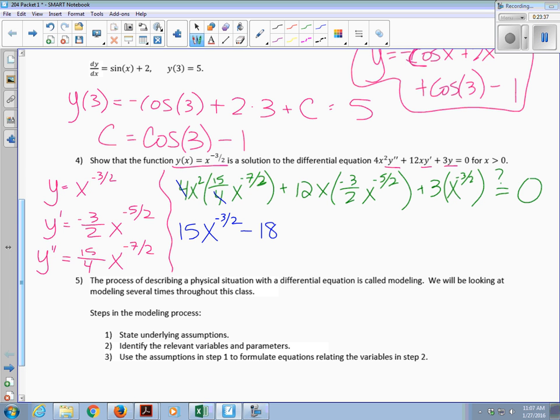And then x to the first times x to the negative 5/2, x to the negative 3/2. And then I have plus 3x to the negative 3/2. That does, in fact, add up to 0. It became all like terms, 15 minus 18 plus 3. Yeah, for x's that are positive, yeah.